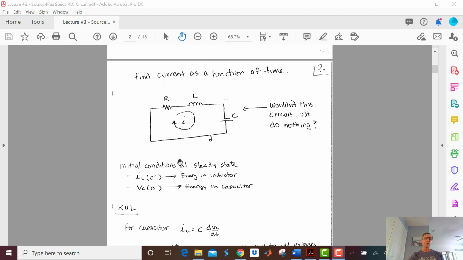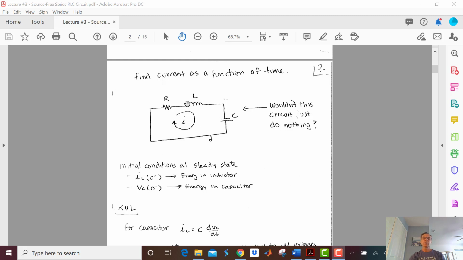But here's the deal. This circuit will have initial conditions in it. There will be current in the inductor at t equals 0 minus, and there will be voltage across the capacitor. The current in the inductor is related to the energy in the inductor, because it is an energy storage element. And the voltage on the capacitor is going to make an electric field, which is going to store energy in the capacitor.